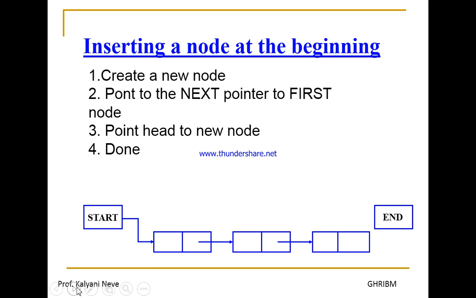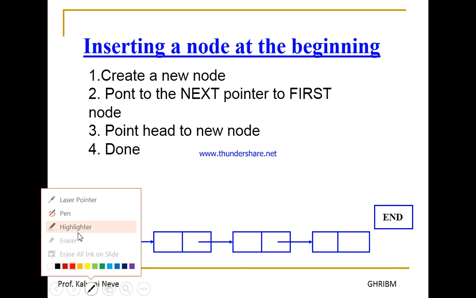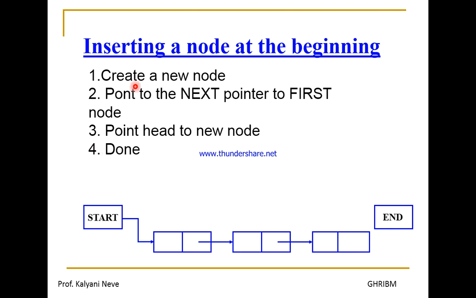This is the algorithm of inserting a node at the beginning of the linked list. The first step is to create a new node. The second step is to point the next pointer to the first node, then point head to the new node, and that's enough. That is, the fourth step is done.